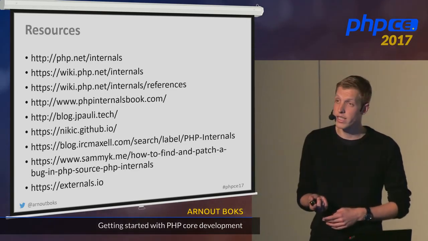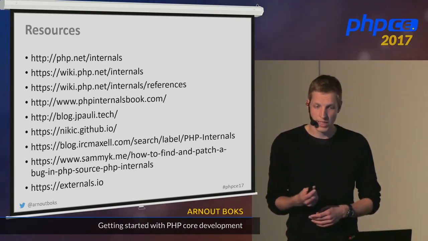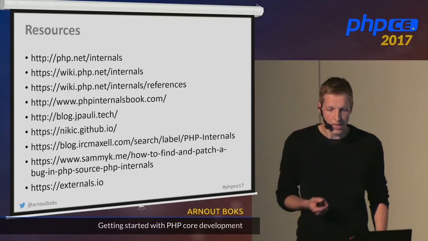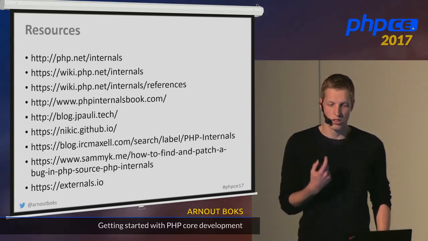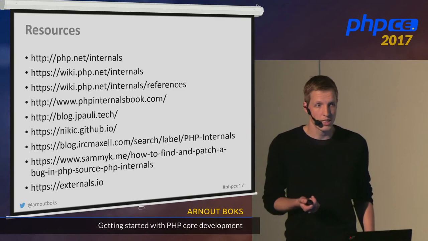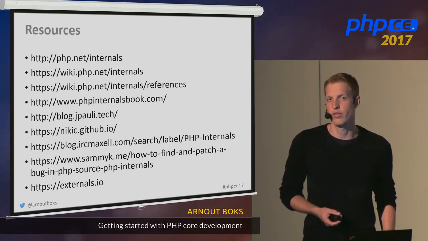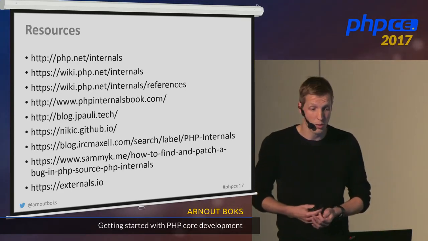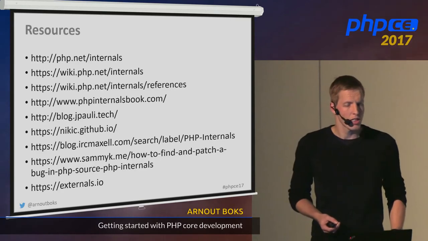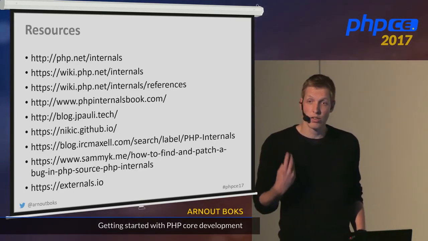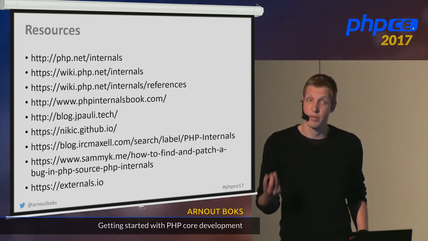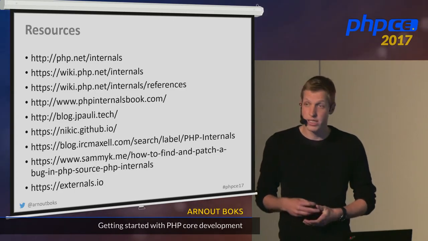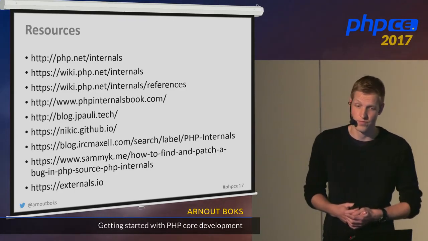There's also a lot of information on the internet about the PHP internals, but it's quite scattered. So you can look at the PHP website and the PHP wiki. And there's also an initiative called phpinternalsbook.com, by three PHP internals contributors who try to write an online book together to bundle all this information that is scattered around the web. And there's a recent blog post by Sammy K. Powers about his own experience with finding and patching a bug in the PHP source. There's also the PHP internals mailing list, for which there exists a handy interface at externals.io.